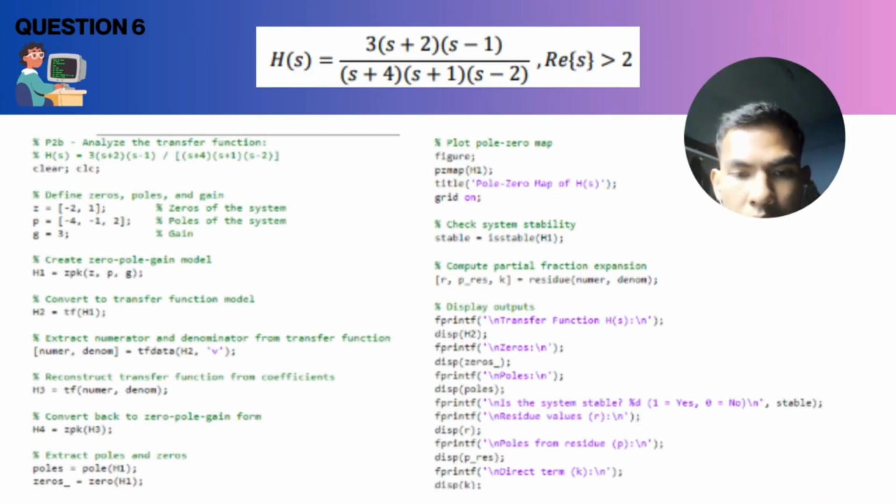The integral function returns 0, meaning the system is unstable, which makes sense since the pole at s equal 2 lies in the right half plane. The residues from the residue function are approximately 1.67, 0.67, and 0.67, corresponding to the poles at minus 4, 2, and 1 respectively.